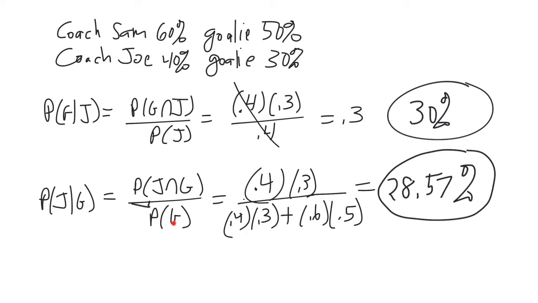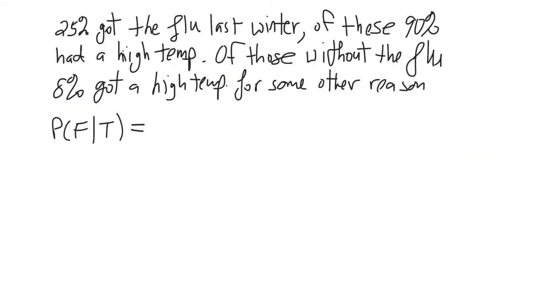But now, the denominator is probability she's in the goal. Well, there's 2 ways that could happen. And so often in these conditional probability problems, there'll be a more complicated denominator. How could she play goal? Well, Joe could be the coach, and she's playing goal. Or Sam could be the coach, and she's playing goal. Those could both occur. And so now, if I see her in the goal, there's a 28.57% chance that Joe is over there on the sideline.